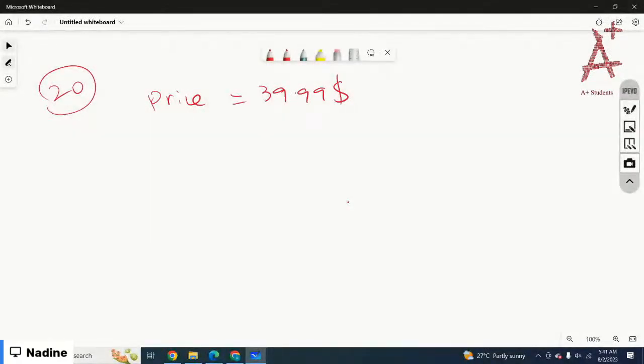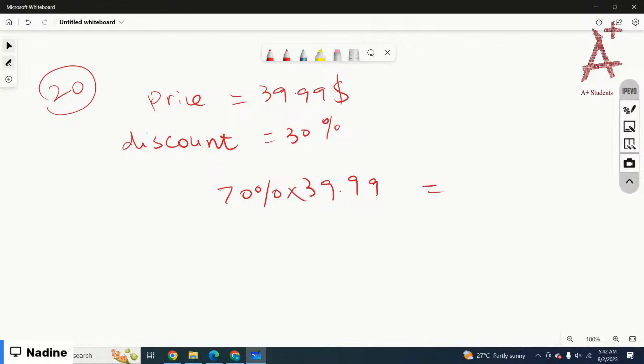The original price is 39.99, and the discount is 30%. That means we need to pay 70%, right? Just calculate 70% of 39.99. So it is 39.99 times 0.7. That is 27.99. That means you have to pay 27.99 of the original price. That is the sale price.